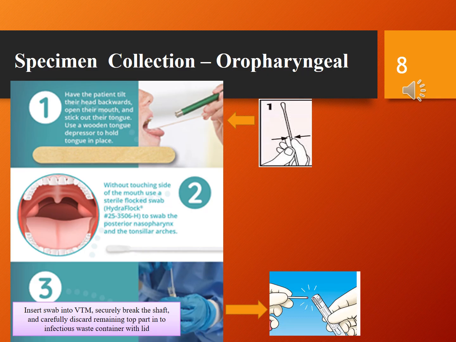Step number 2. Without touching the side of the mouth, use a sterile flocked swab to swab the posterior oropharynx and the tonsillar arches. Step number 3. Insert the swab into VTM, securely break the shaft, and carefully discard the remaining top part into the infectious waste container with lid.